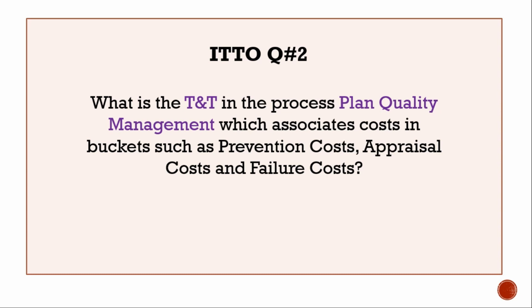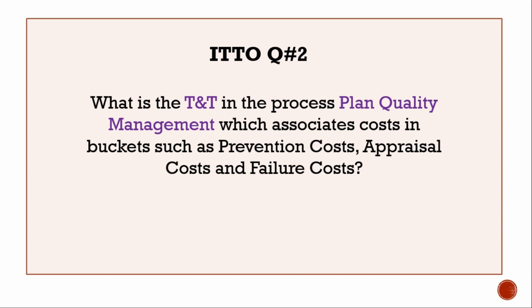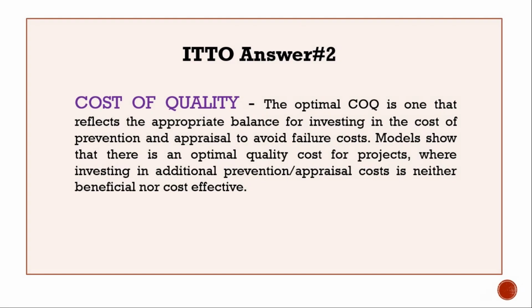ITTO question number 2. What is the tool and technique in the process plan quality management which associates costs in buckets such as prevention costs, appraisal costs, and failure costs? Cost of quality. The optimal cost of quality is the one that reflects the appropriate balance for investing in the cost of prevention and appraisal to avoid failure costs.